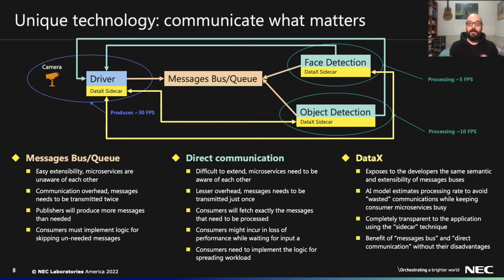DataXe communication technology is completely transparent to the developers. In fact, it used the technique of sidecar. So basically, they will run side by side with the user application, and it will provide the benefit of message bus and direct communication.